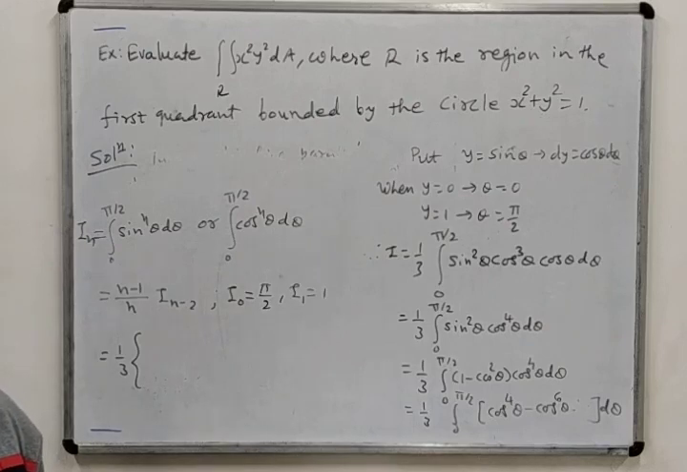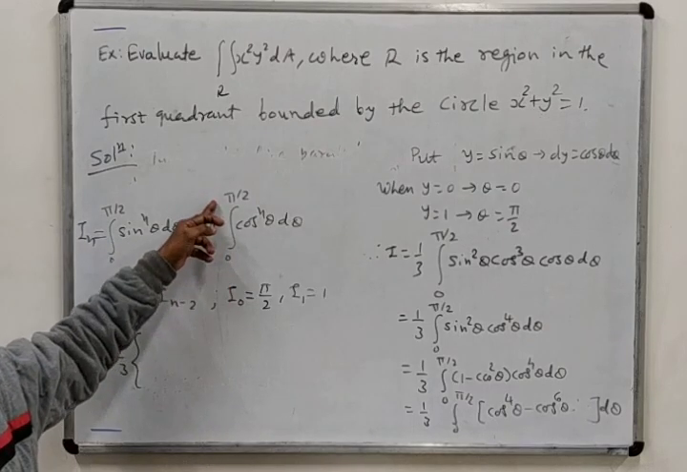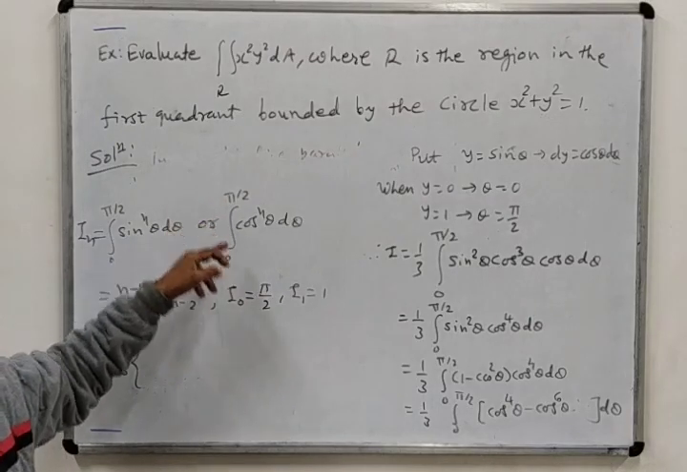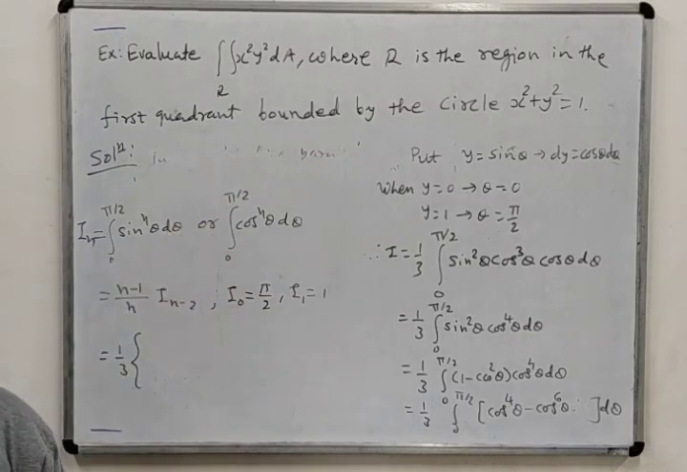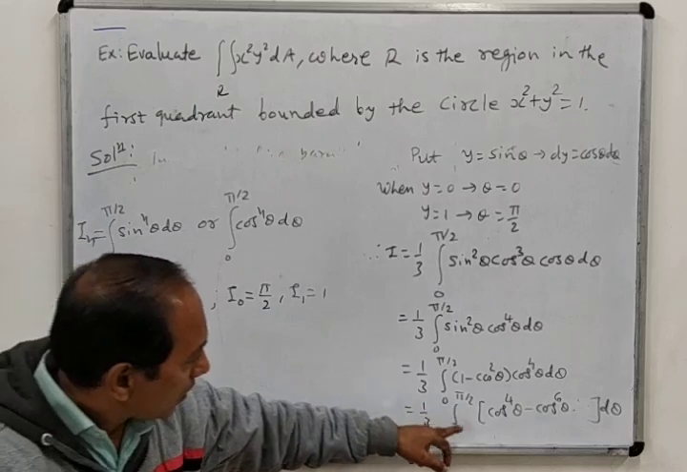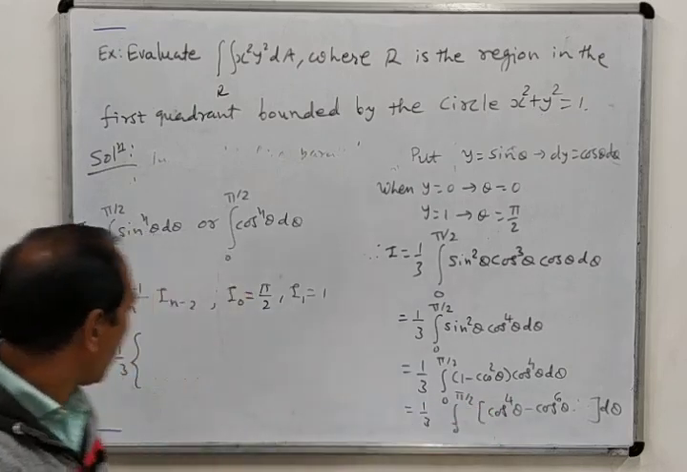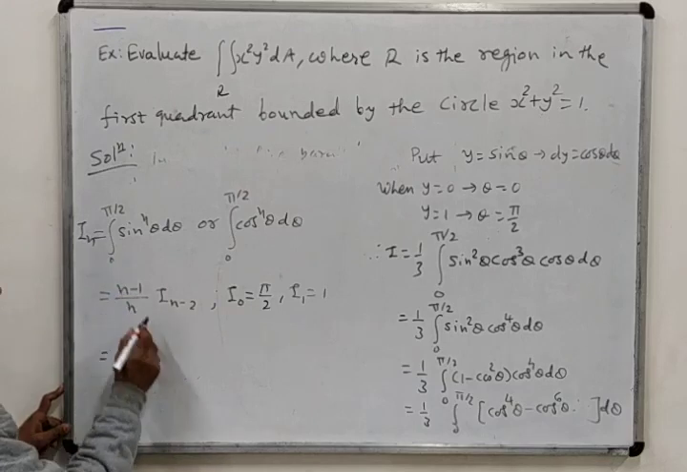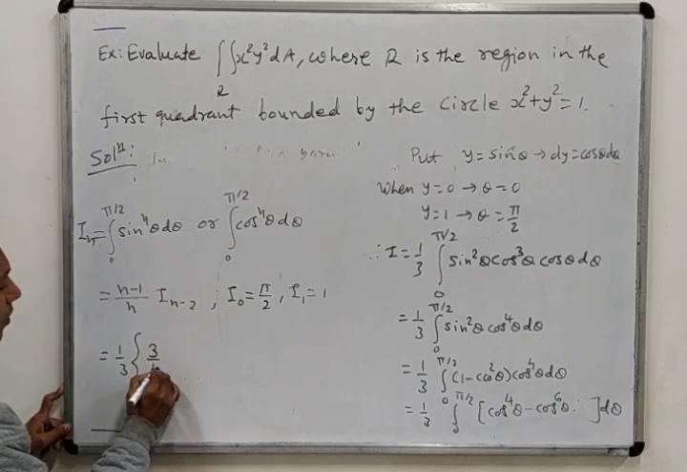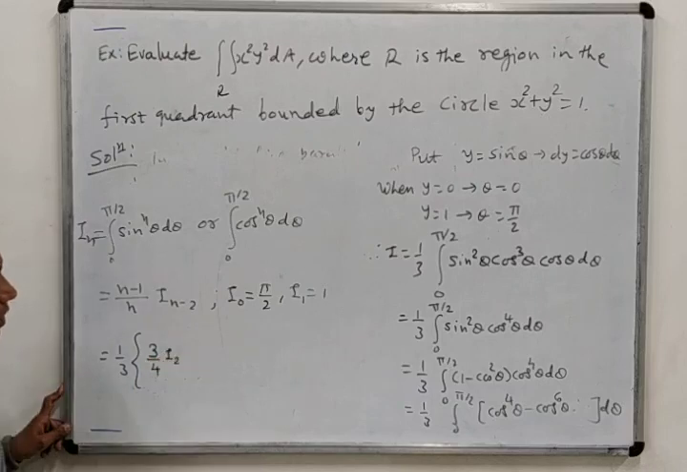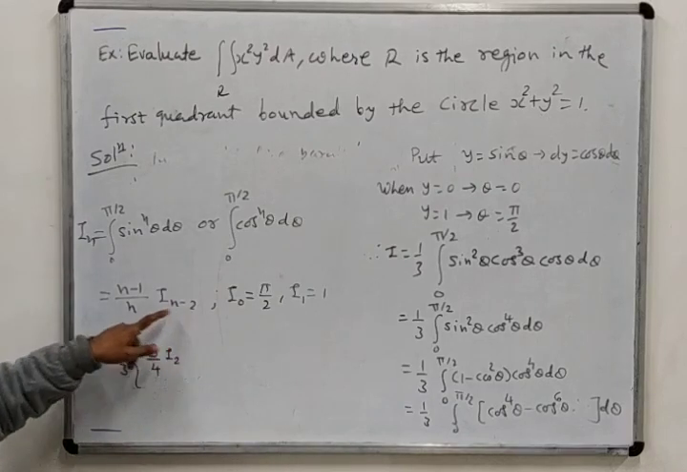If other limits are there, that is 0 to pi or 0 to 2 pi, then by using some important formulas of integration, we need to convert this in terms of 0 to pi by 2. So here n equal to 4. If we put n equal to 4, n minus 1, 4 minus 1, that means 3 by 4 into I2, 4 minus 2, that means I2.